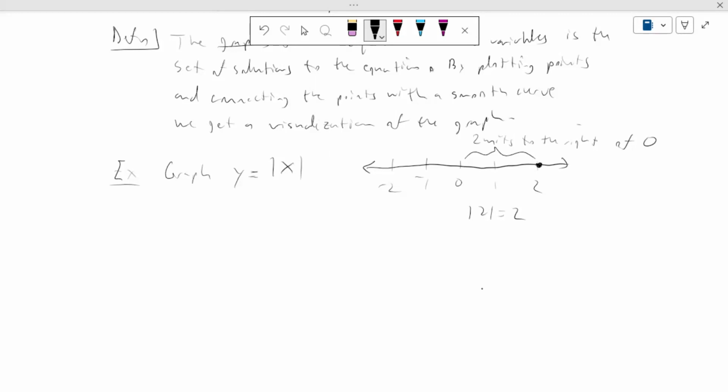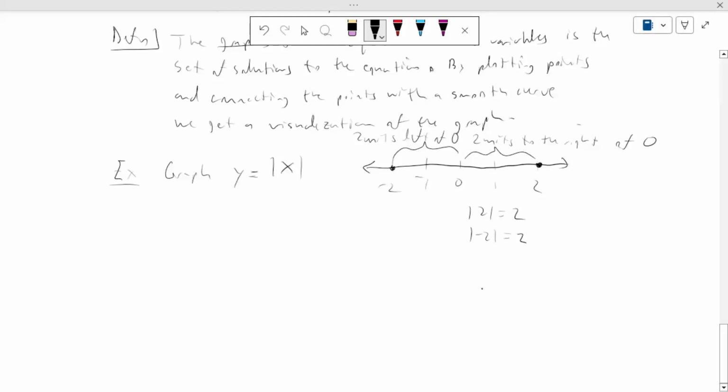Okay. Now, this point right over here, -2, is 2 units to the left of 0. So then we'll say that the absolute value of -2 is also 2, because we only want the distance that it's away. Distances are never negative.